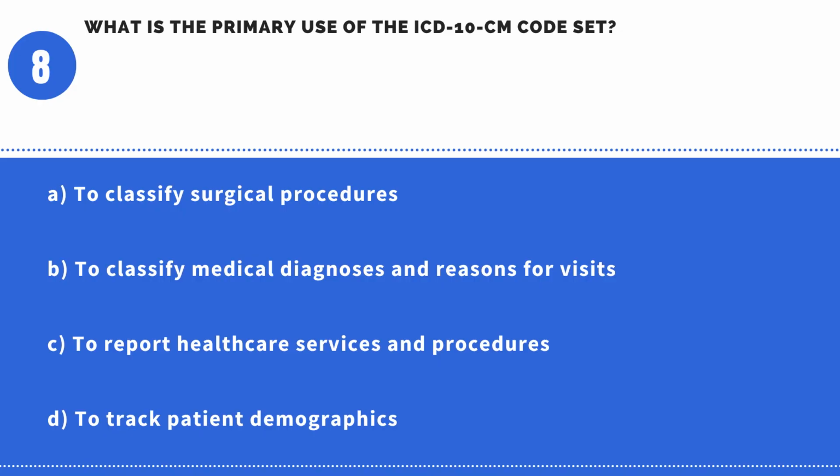Question 8. What is the primary use of the ICD-10-CM code set? A. To classify surgical procedures. B. To classify medical diagnoses and reasons for visits. C. To report healthcare services and procedures. D. To track patient demographics.